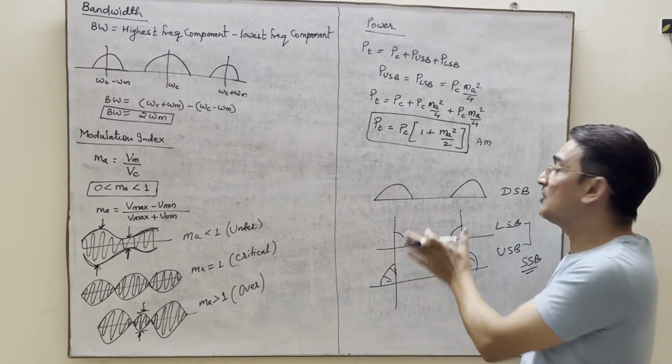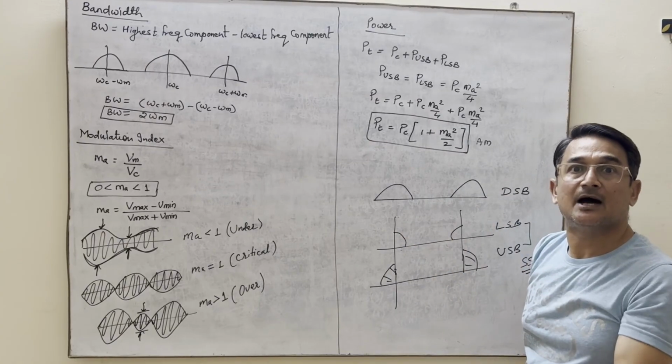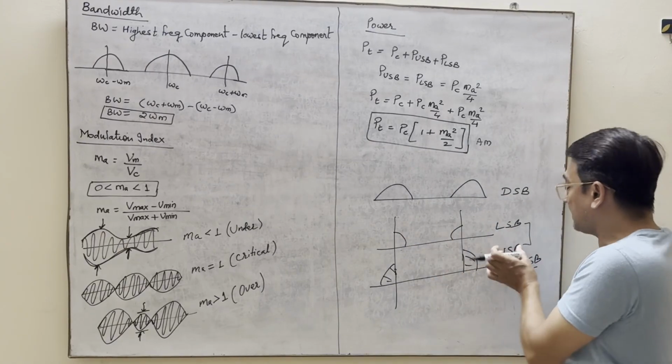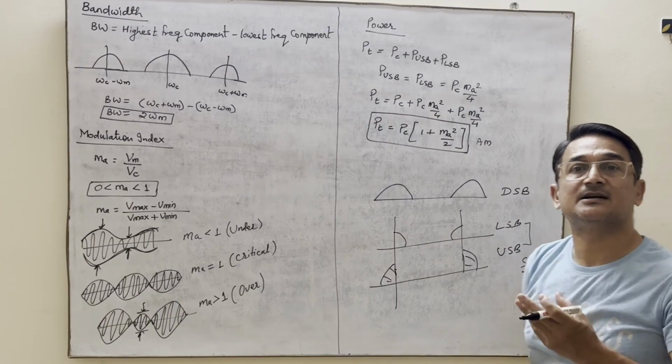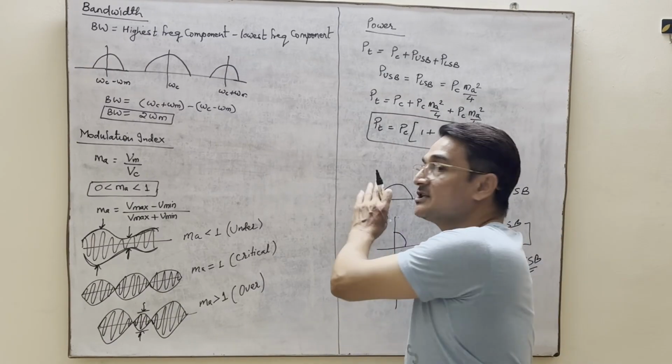Now in the next video we will discuss in detail what is double sideband, how it is generated, how it is demodulated. Similarly, how single sideband is generated and how single sideband is demodulated. So in the next video we will see both these topics.